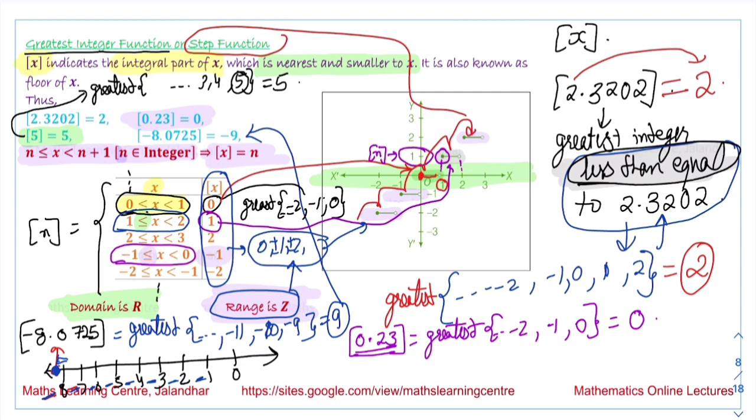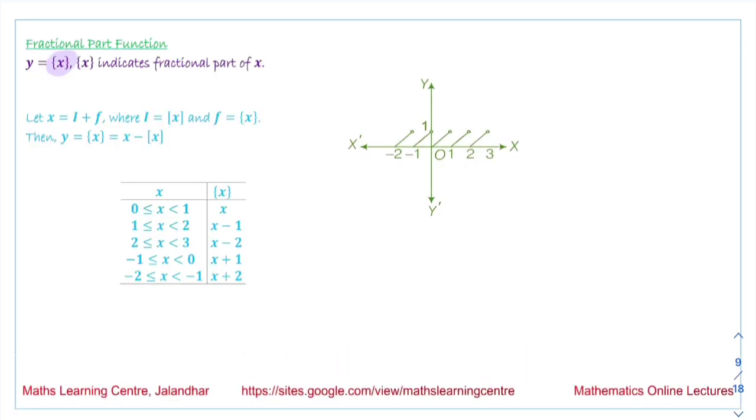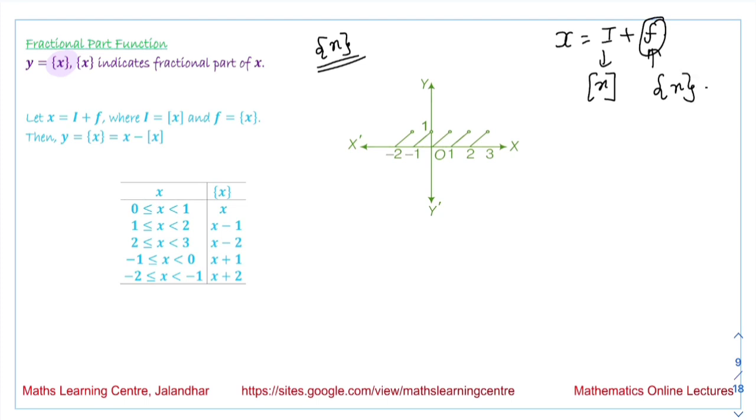So we are saying it is indicated like this, that these brackets are used over here. This is representing the fractional part of x. So we are saying if x is any number and we are writing it as I plus f, where I is the greatest integer function or integral part of this, and this f we are talking about is the fractional part that is remaining.